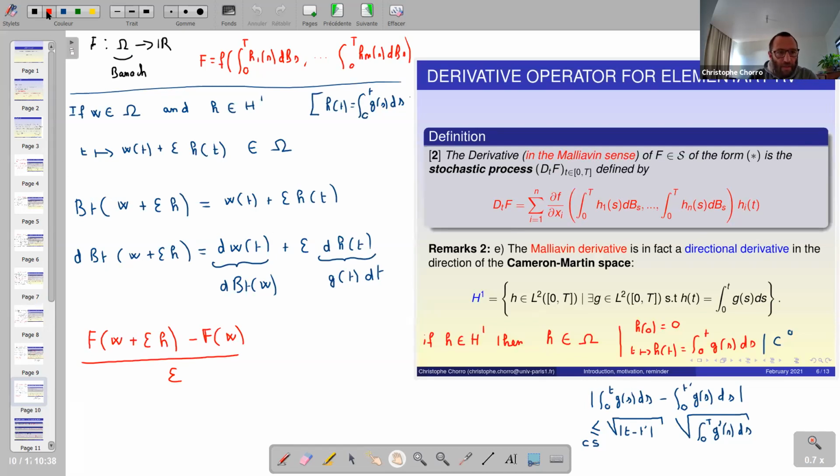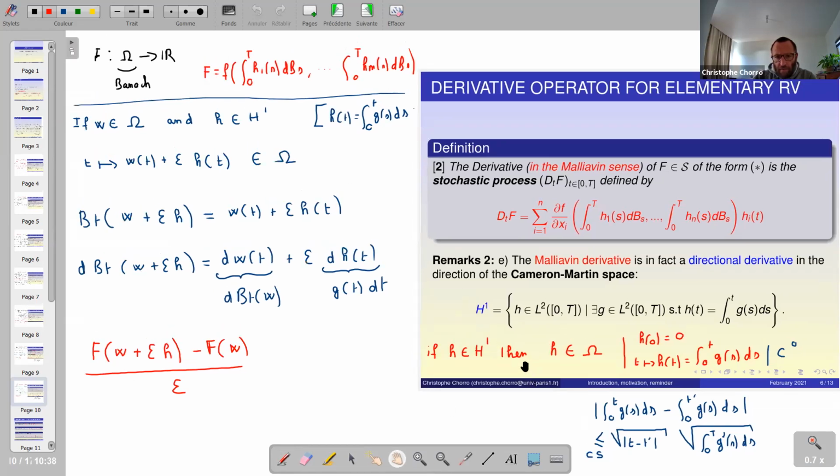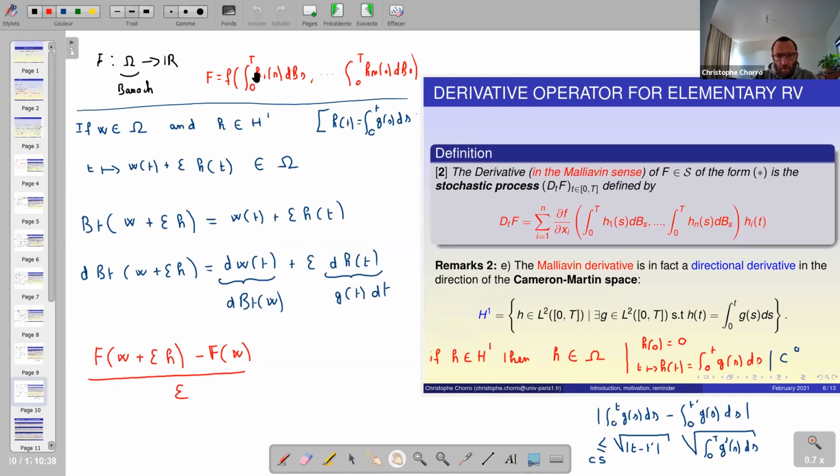Okay, so I will just write the things this way. So here, f of w is given by this expression here. So no problem concerning this. Okay, f of w is given by this one. But what is this term here? We are going to use what I have written here.